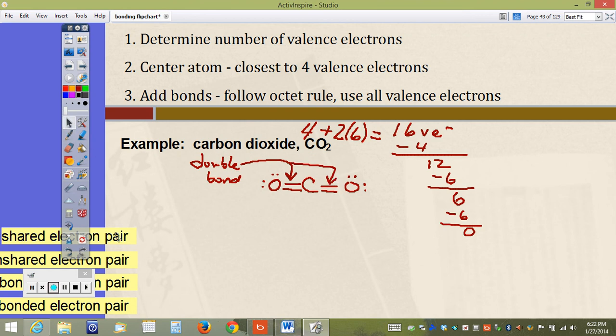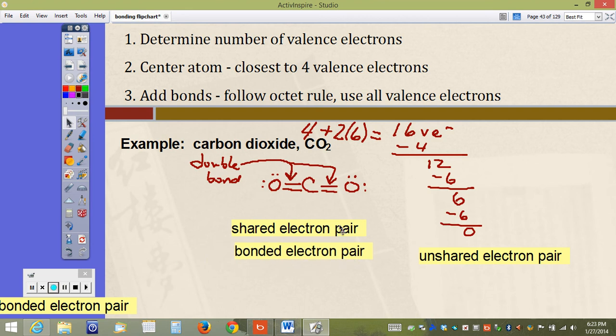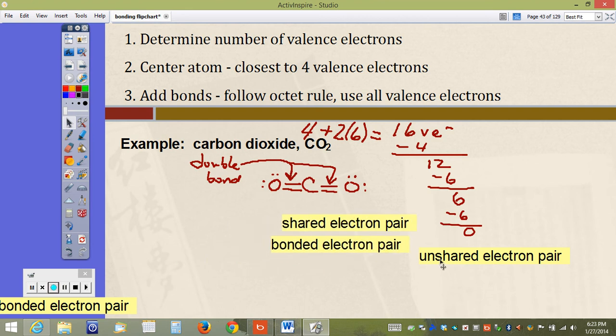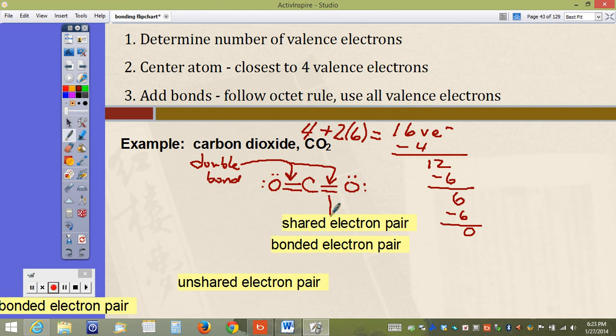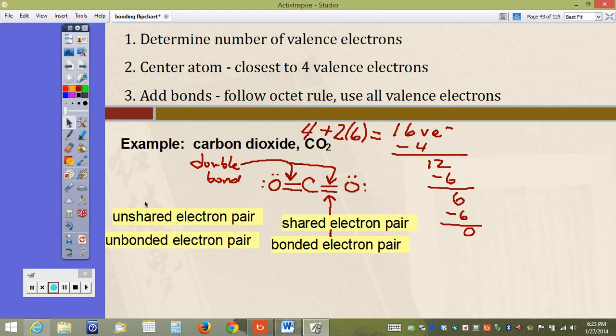Let's identify our shared electron pairs, which can also be called a bonded electron pair. Right here, we have electrons in a bond, which would make it a bonded pair. It's also a shared electron pair because these electrons are being shared between carbon and oxygen. Over here on the end, we have unshared electron pairs on the oxygen. They can also be called unbonded because those electrons are not in a bond.